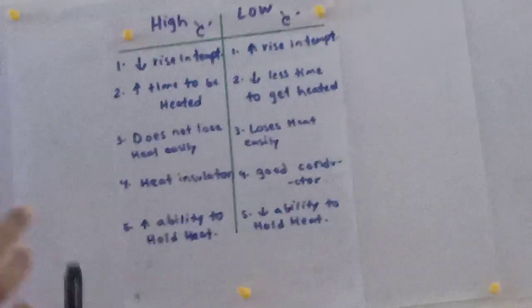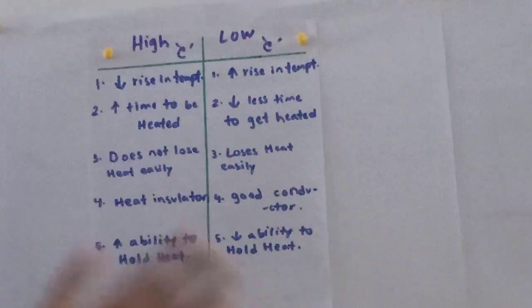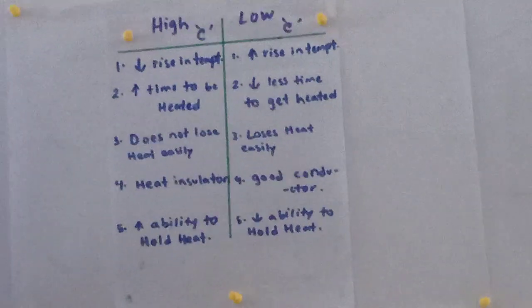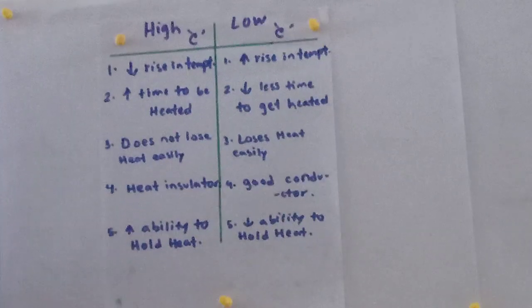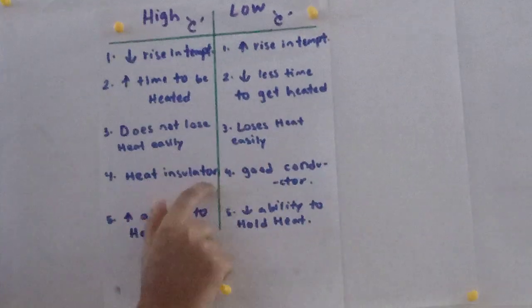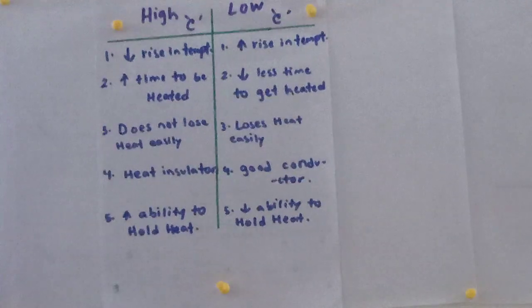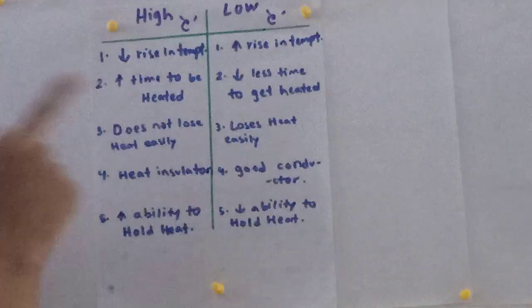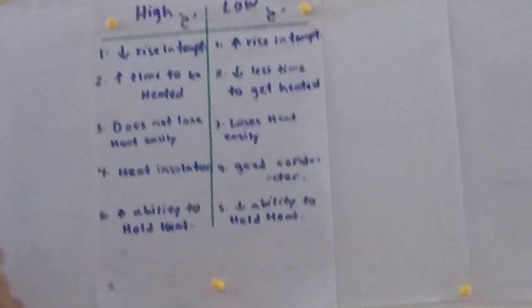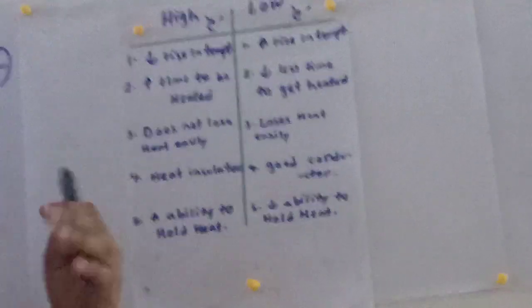High does not lose heat easily because it is the ability to hold heat. Low loses heat easily. High, it is a heat insulator. Low, it is a good conductor. This point is something I will actually explore after we study conductivity and all these things in another episode of Fun to Explore. And then high, more ability to hold heat, as I have said. And low, less ability to hold heat.